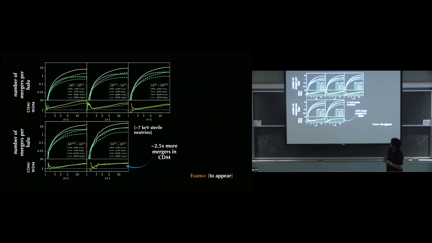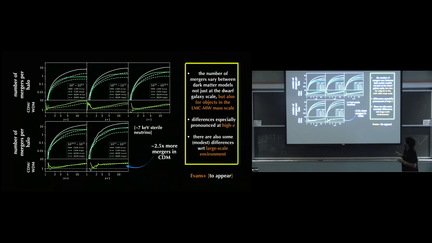I just want to quickly flash some ongoing work by a former student at Durham who's a postdoc in Sweden now, Tilly Evans, who's now looking at the statistics as you compare them between warm dark matter and cold dark matter, in this case a 7 keV sterile neutrino. And essentially you find that there are these differences in the merger statistics, not only for the lower mass regime, but this actually propagates to relatively more massive objects as well. And there are differences also in terms of the environments that these things live in. So actually you can expect to see a diversity of these profiles as you change between dark matter models and as you change the environments you live in.